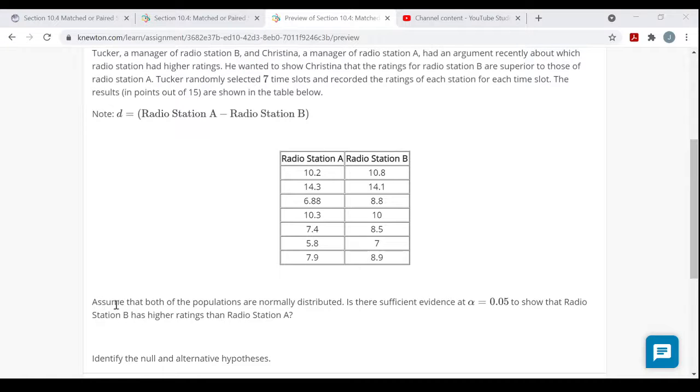We're asked to assume that both of the populations are normally distributed. That way, when we look at the mean of the differences, d bar, the d bar distribution will be a student's t-distribution with 6 degrees of freedom, because I'll have 7 differences. And remember, the number of degrees of freedom was the sample size minus 1 for our single student's t-distribution.